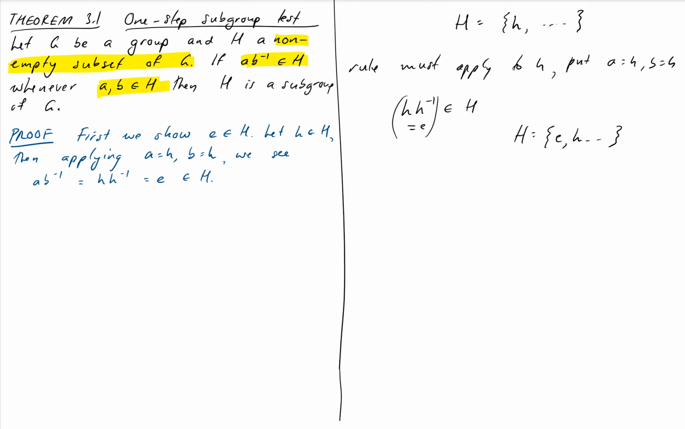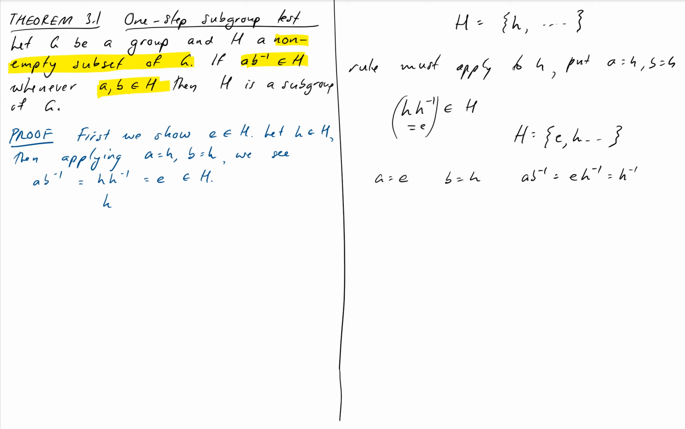If we want to show that h inverse is also in our set, then we'll use the rule again. This time we'll put A equals e and B equals h. Then AB inverse will equal e times h inverse, which will be h inverse. So that means that if I put B equals h in, the rule we've been given guarantees for me that h inverse will also be in the set. So that's how we get closure under inverses here. We say, now let h be a member of H.